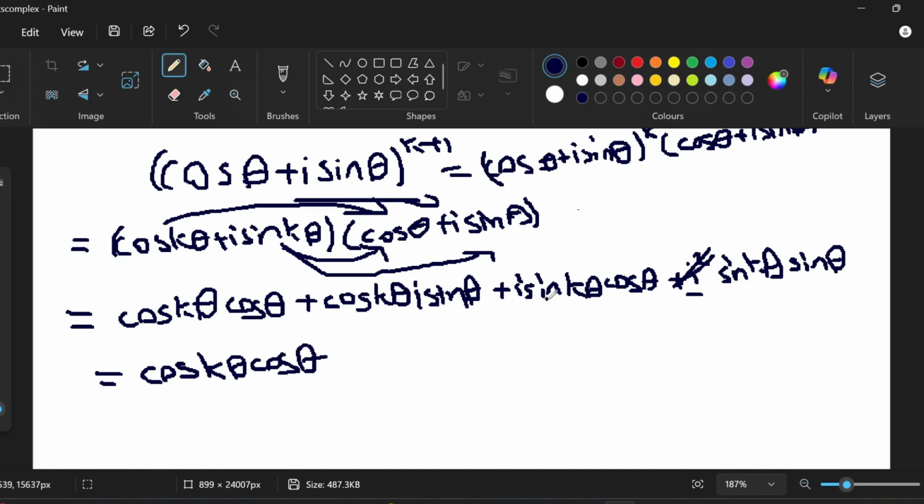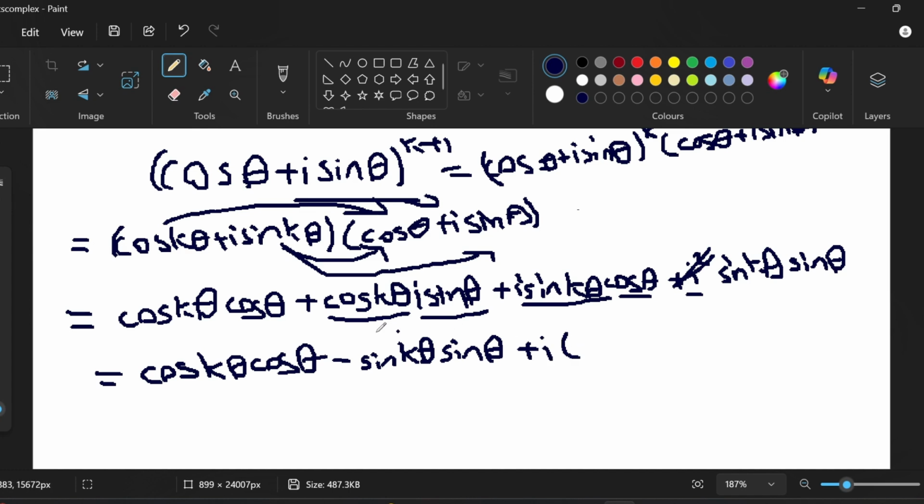And this has an i, this has an i, this doesn't have an i, so we'll put this up here at the beginning: sine k theta times sine theta. Now the imaginary parts, we have cos k theta, i sine theta, and i sine k theta cos theta.